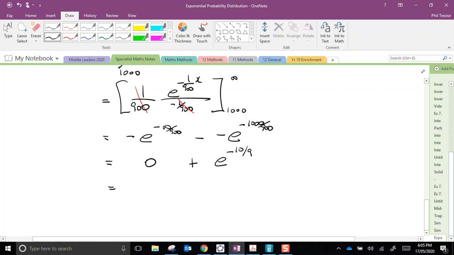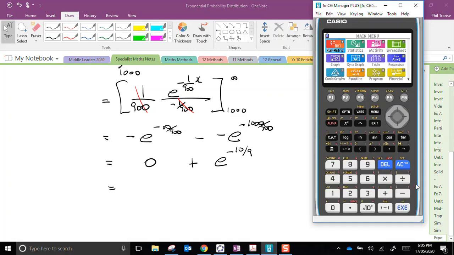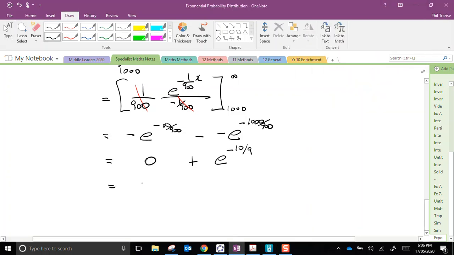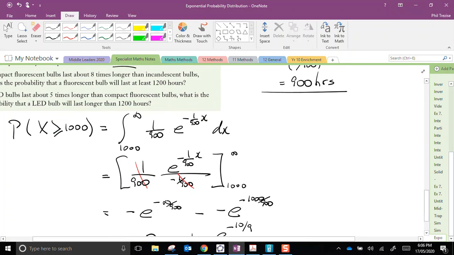And that can certainly be calculated. So here we are. Let's just clear all that stuff away. Now all I really need to do is go e to the power of negative 10 over 9. And I get the answer 0.329, or 32.9%. So there is roughly, very roughly, a 1 in 3 chance that my light bulb would last for 1,000 hours or longer. So there you have it.